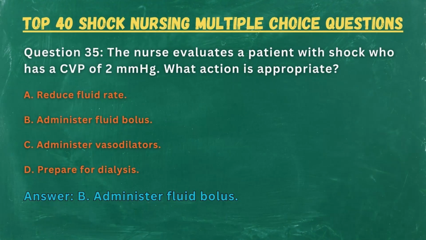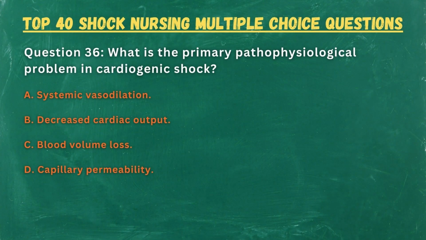Answer: B. Administer fluid bolus. Question 36. What is the primary pathophysiological problem in cardiogenic shock? A. Systemic vasodilation. B. Decreased cardiac output. C. Blood volume loss. D. Capillary permeability.